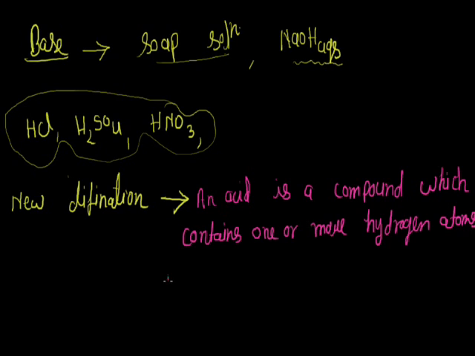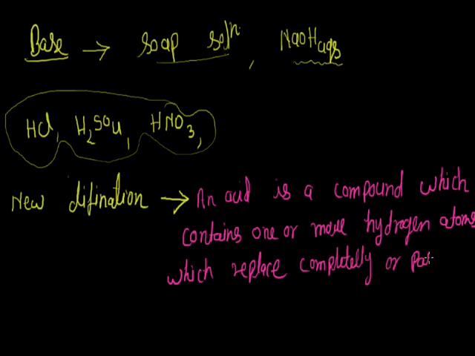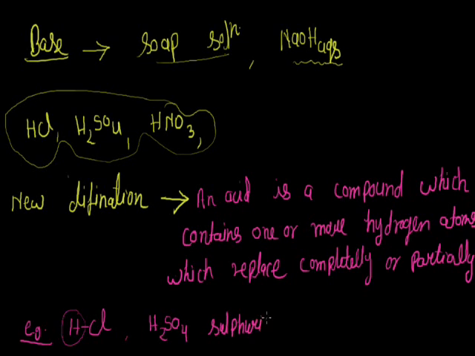which can be replaced completely or partially. For example, if we take HCl, it contains only one hydrogen atom that is replaceable, so it's an acid. H2SO4, its name is sulfuric acid. It contains two replaceable hydrogen atoms.